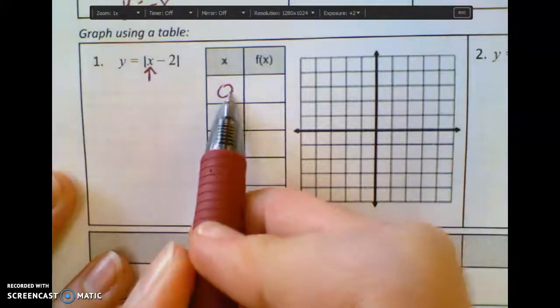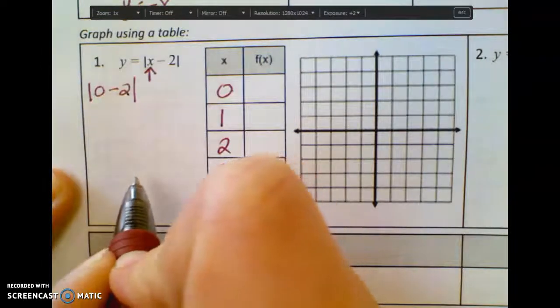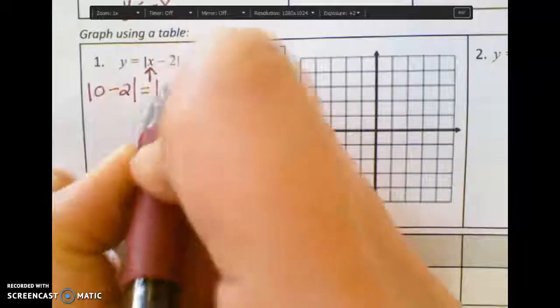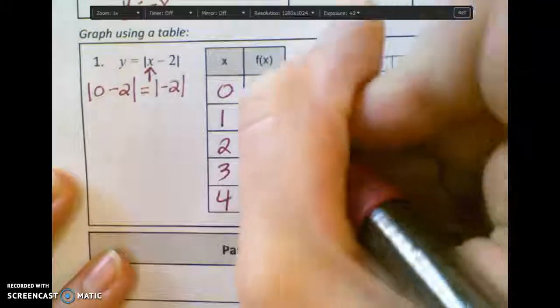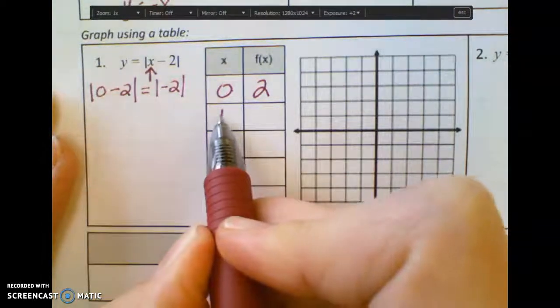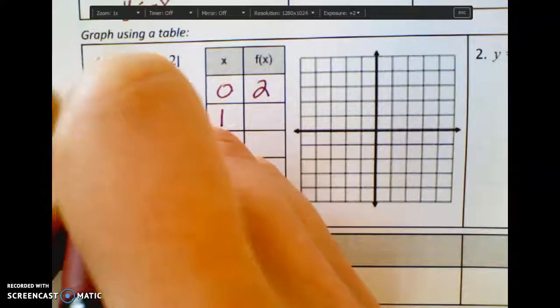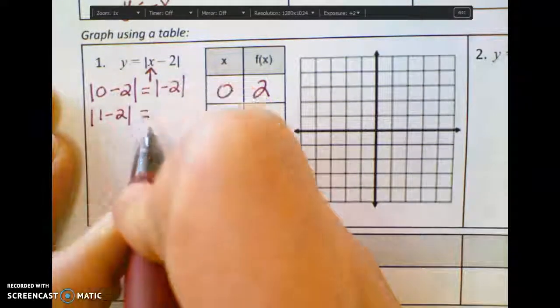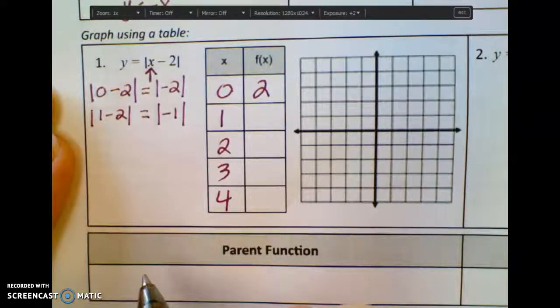So if I plug in 0 for x, I'm going to have the absolute value of 0 minus 2. Well, 0 minus 2 gives me the absolute value of negative 2, and the absolute value of negative 2 is 2. So that's how we find our y values, or the f of x values. We're going to go plug them in. So take your x value of 1. If I plug in 1 for x, I've got the absolute value of 1 minus 2. Well, 1 minus 2 gives me negative 1. So I have the absolute value of negative 1 is positive 1.